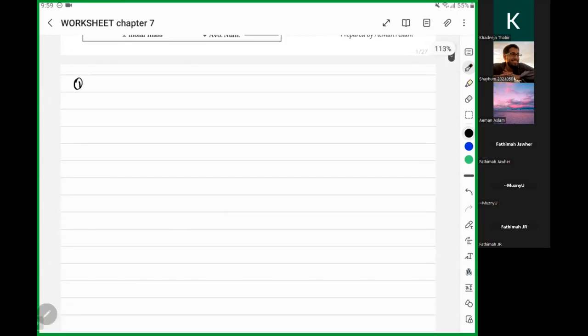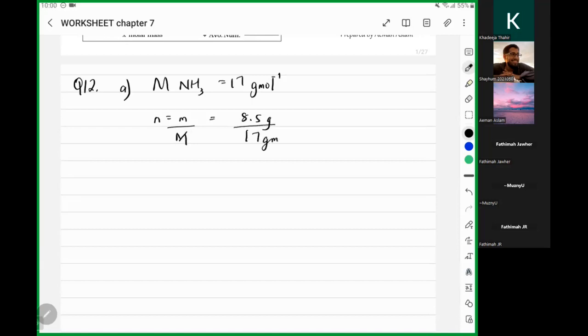So question number 12 is, which has the greatest number of moles? The first one is 8.5 grams of ammonia. Actually the molar mass of ammonia is 17. How do I get that? 14 plus 1 into 3. The number of moles will be mass over molar mass. Mass is given as 8.5 grams divided by 17 grams per mole. So your answer is 0.5 mole.